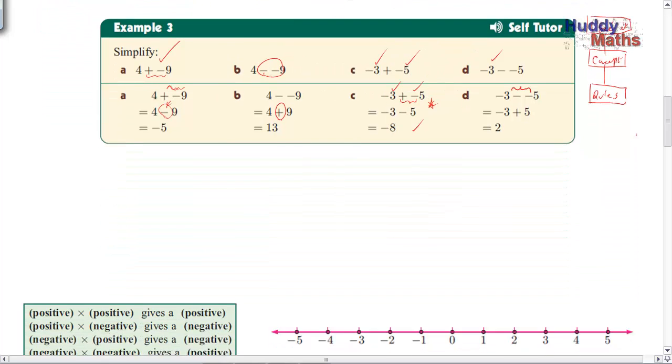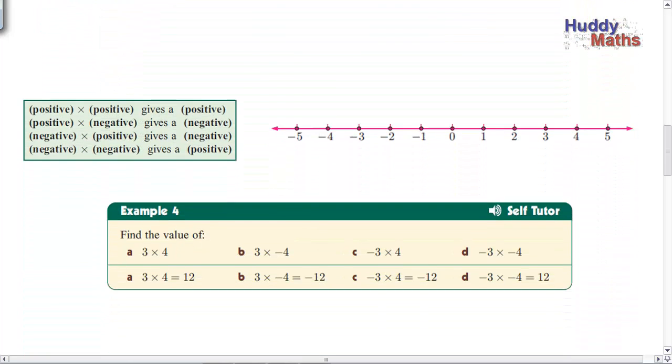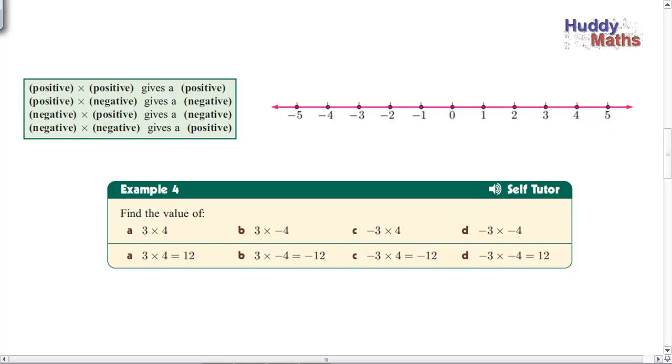Are you ready to try some of the rules now? Let's have a look at the next one. So here, when we're multiplying 2 numbers together, basically I've interpreted that the same way here. Positive times a positive. We're going to have 2 positive signs coming together is going to give a positive. Let's have a look at that.